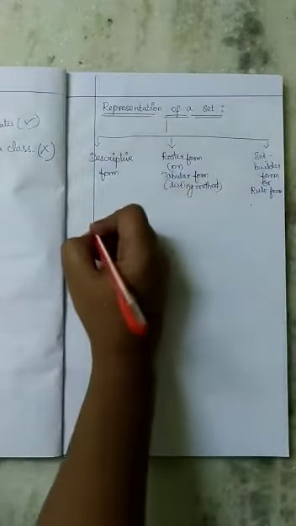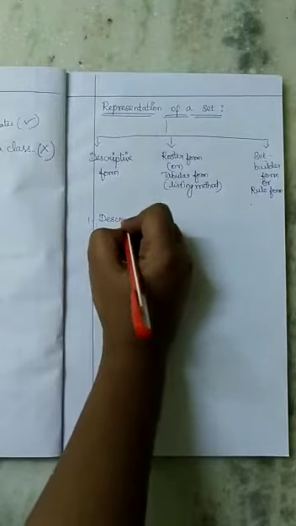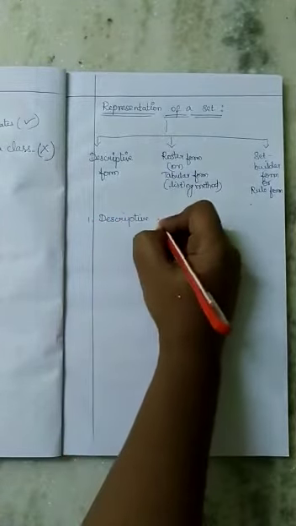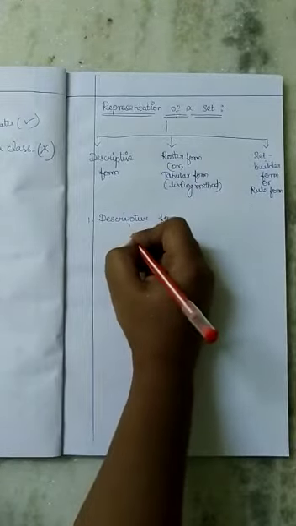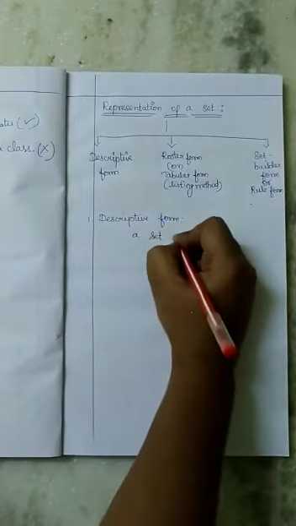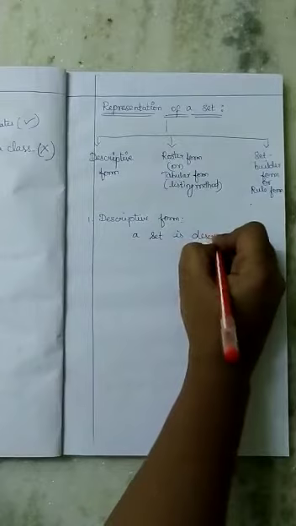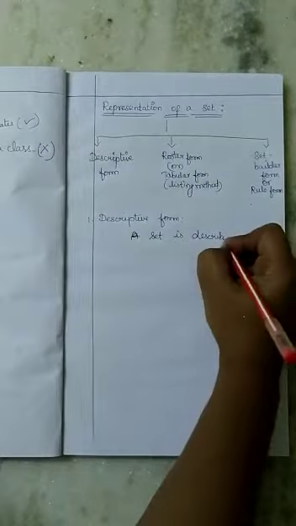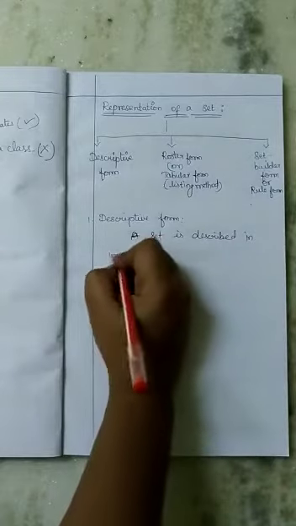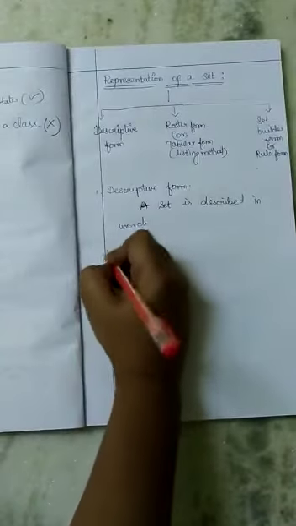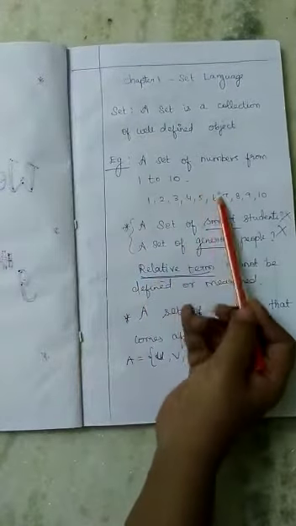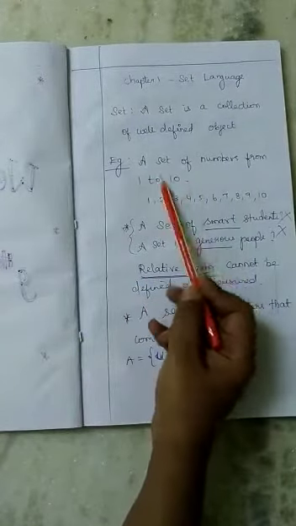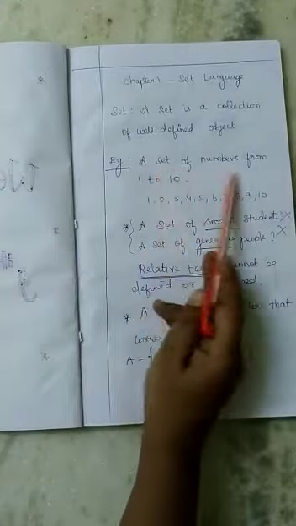First we will see them one by one. First one, descriptive form. What is descriptive? A set we can describe in words. For example, earlier when I explained sets, I described it as a set of numbers from 1 to 10. I am describing it here with words only, right? So this is a descriptive form.